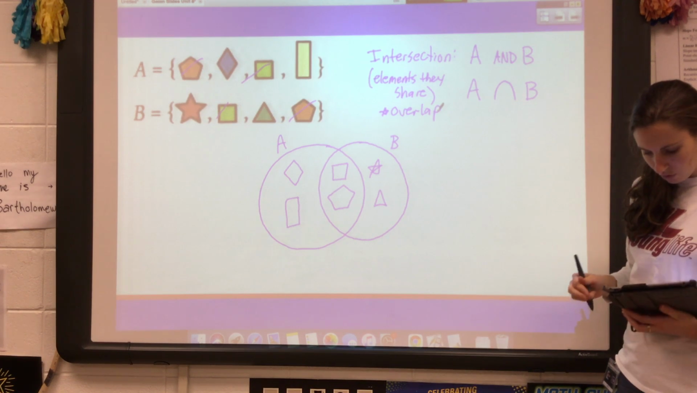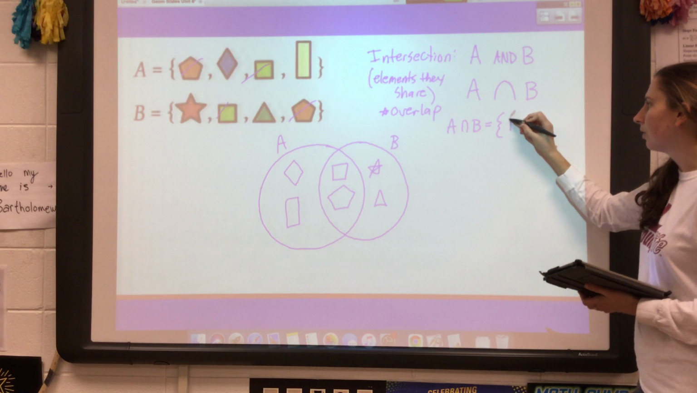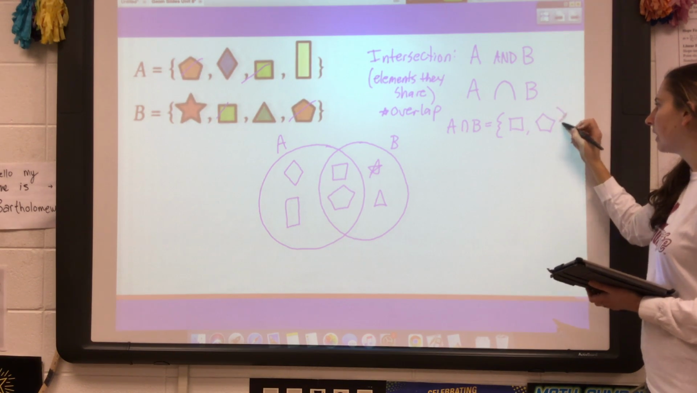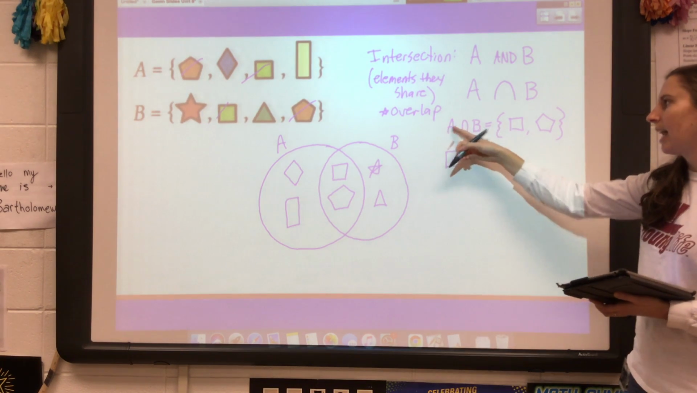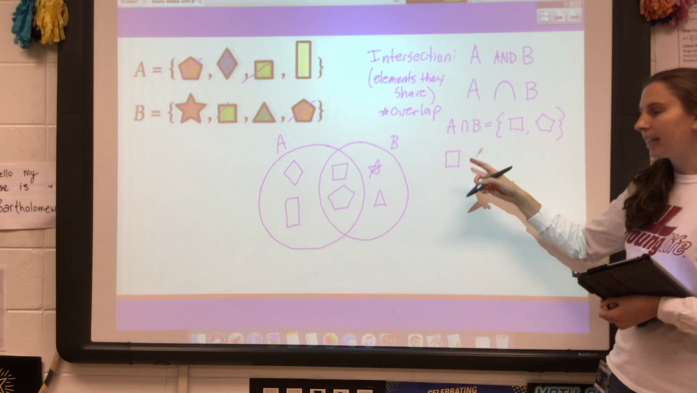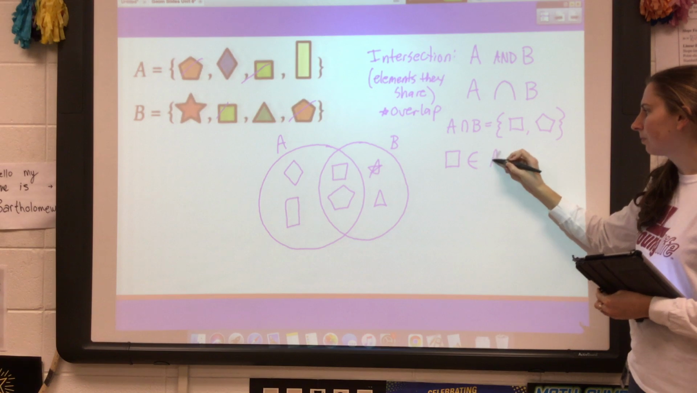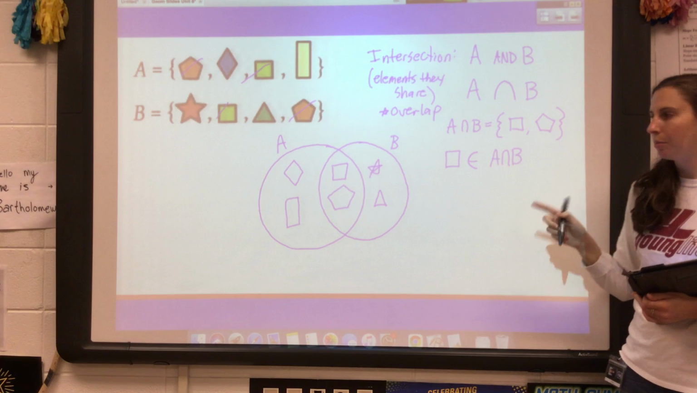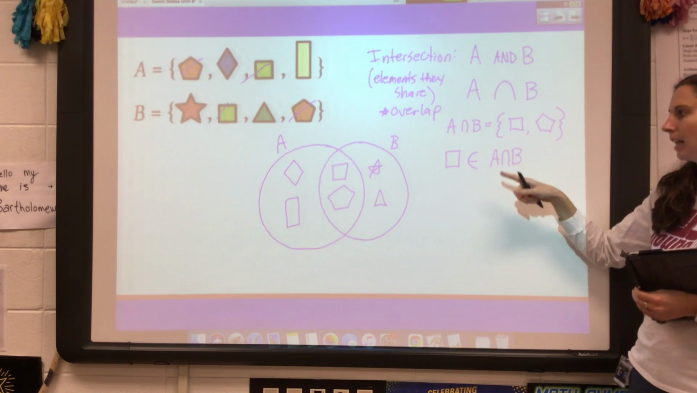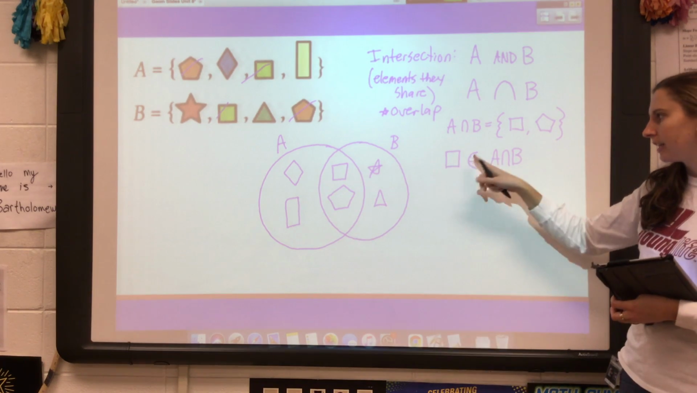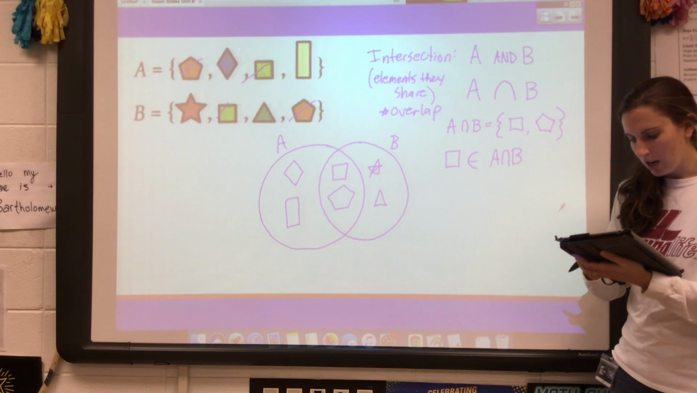All right. So for example, we would say set A and B is equal to the set square and pentagon, because that is where they overlap. Or I could even say the square is in set A and B. There's a symbol for saying that an element is in a set, and it looks kind of like an E. I know this looks confusing, but what this says is the element square is in the set A and B, because square is in that overlap set. So this right here is like its own set, and the square is in that set. But the star is not in that set, so we wouldn't say that with the star.